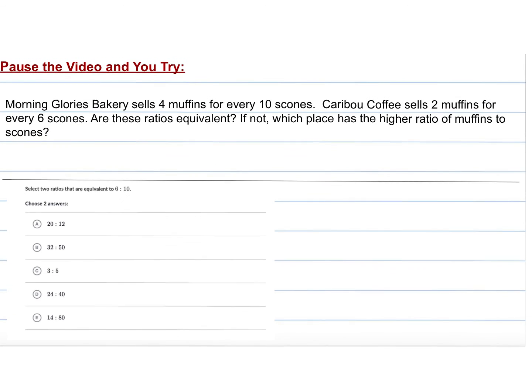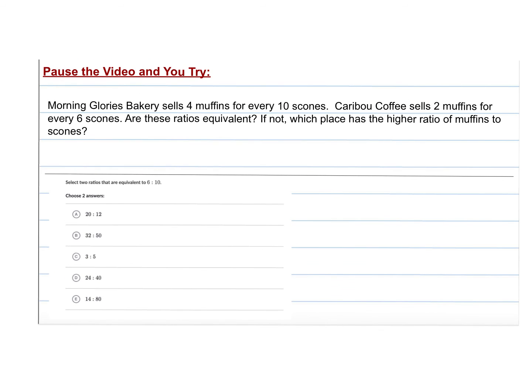All right, last one for you to try on your own. You can do it. You're doing great. This is a lot of info. So this one just says, Morning Glory sells 4 muffins for every 10 scones. Caribou sells 2 muffins for every 6 scones. So we're wondering, are these ratios equivalent? And if not, who has the higher ratio? So you're going to try that and then come back and check. And on the bottom it says select 2 ratios below that are equivalent to 6 to 10. So which ones are the same?